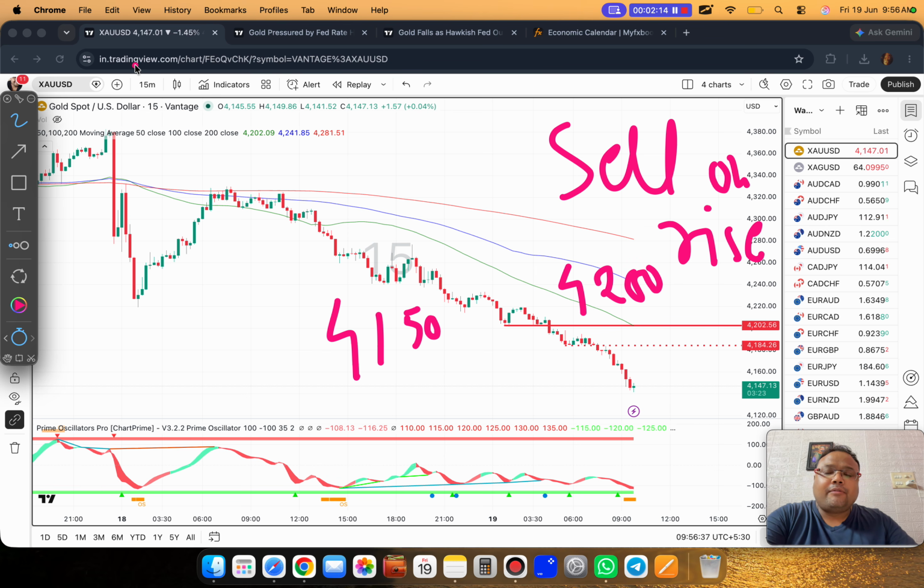I'm on a 15 minutes time frame right now, because on a higher time frame obviously we will get better levels, but those are far away, so we are looking at a lower time frame. Around 4200 we can see the previous support will be working as resistance. Moreover, 4200 is a round number. So this is a good level to sell.